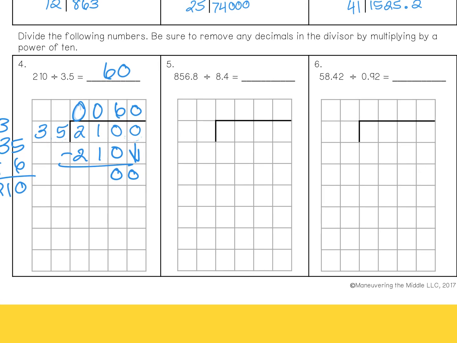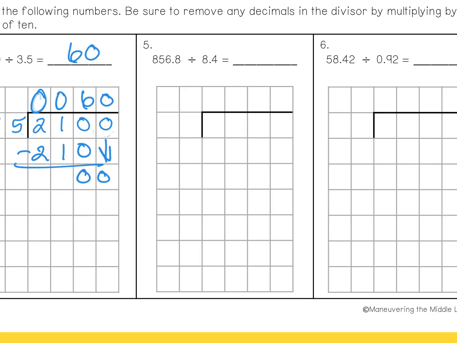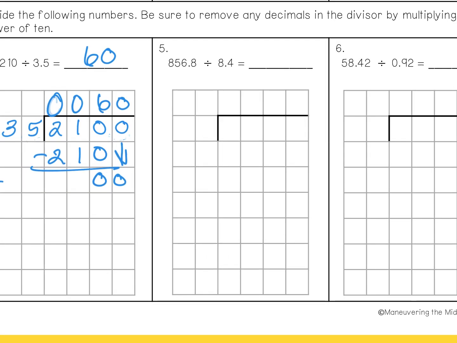Looking at question number 5. Same thing. I've got 856.8 divided by 8.4. Now I cannot have a decimal in my divisor, so I'm going to multiply it by a power of 10 and move that over to make it 84. Whatever I do to my divisor, I also have to do to my dividend, so I need to move my decimal over by multiplying that number by a power of 10 as well.